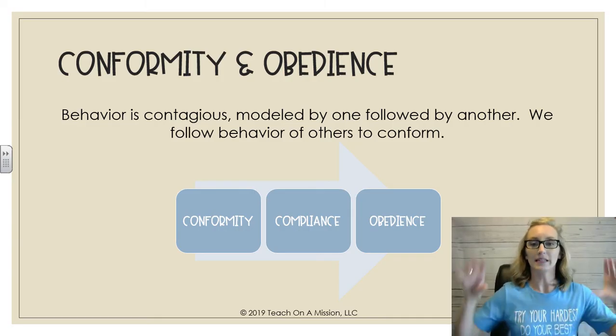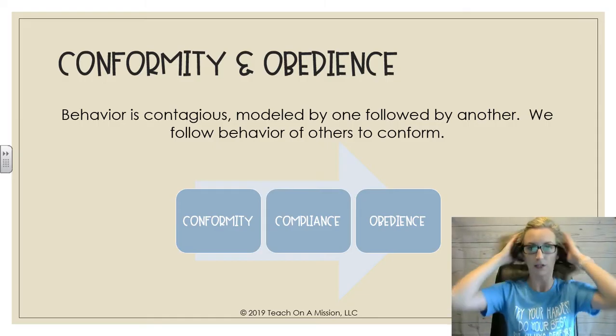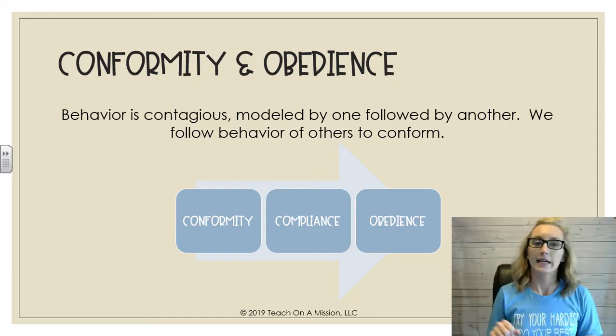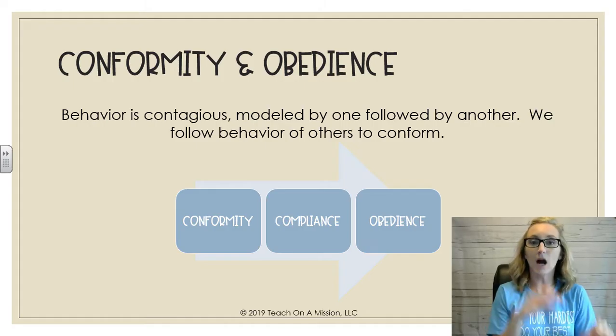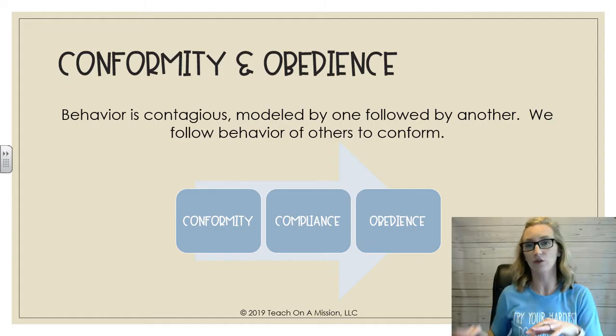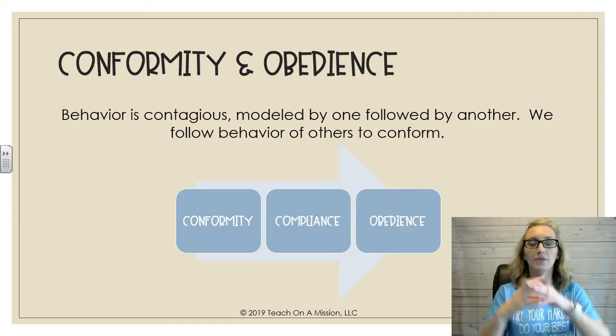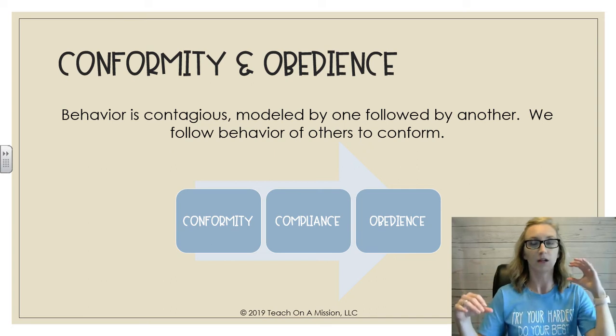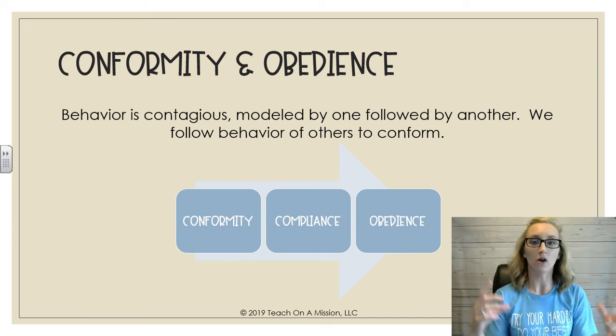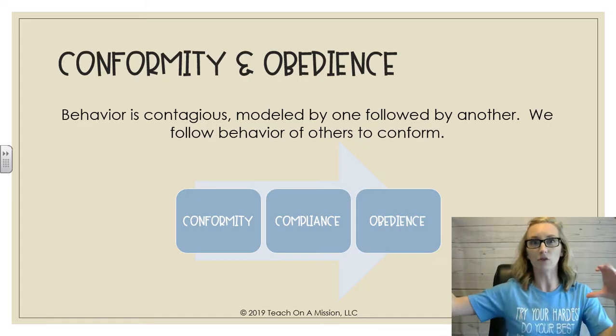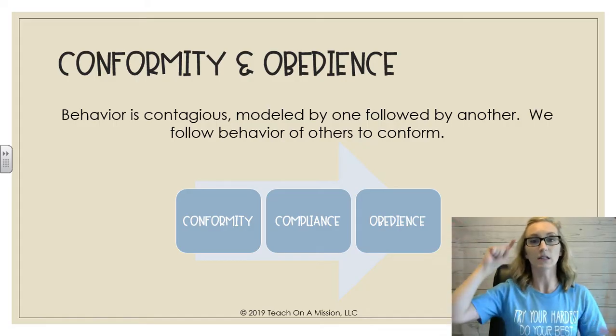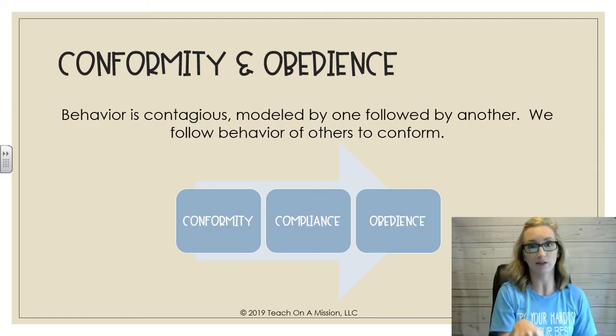Conformity and obedience, and that continuum is really important as we continue in our discussion here, in that behavior is contagious, right? Modeled by one and followed by another, and we follow the behavior of others to conform. But there's a spectrum there, from conformity being the smallest kind of guidance of our behavior, all the way up to obedience, which is someone telling you to behave a certain way.